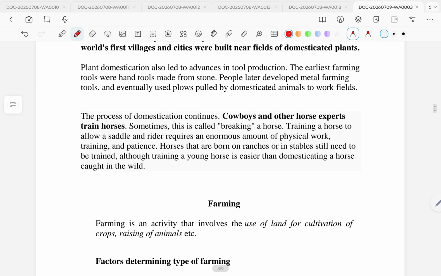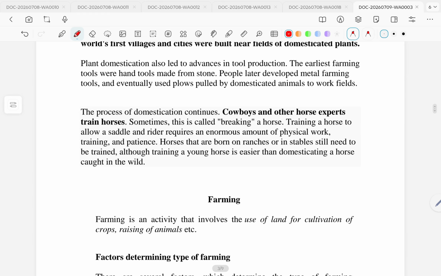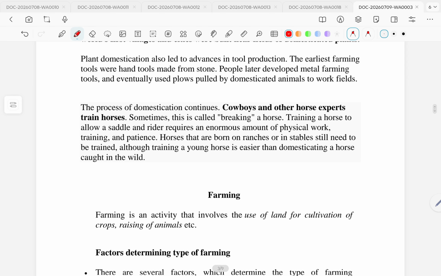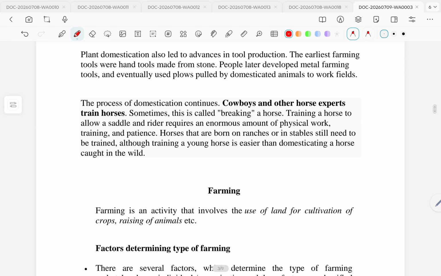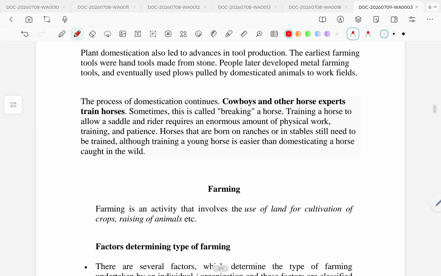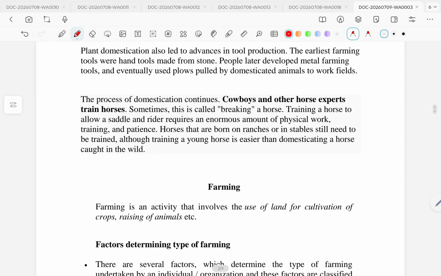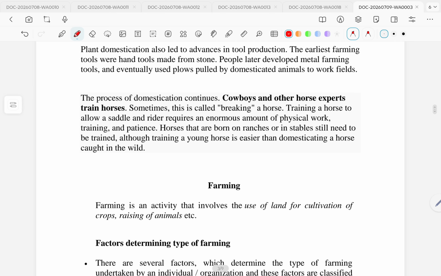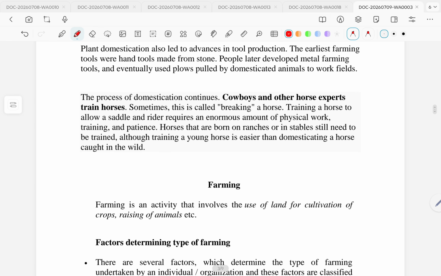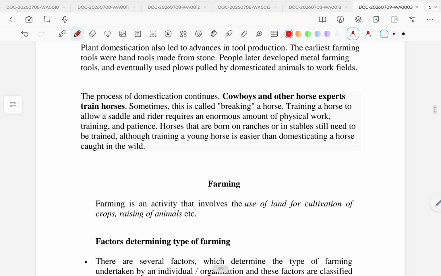The process of domestication continued. Cowboys and other horse experts train horses. Sometimes this is called breaking a horse. Training a horse to allow a saddle and ride requires an enormous amount of physical work.